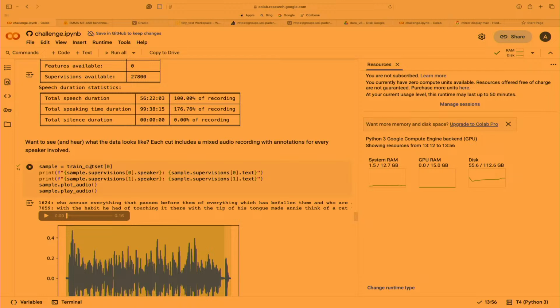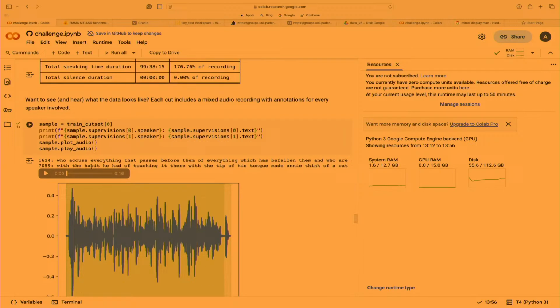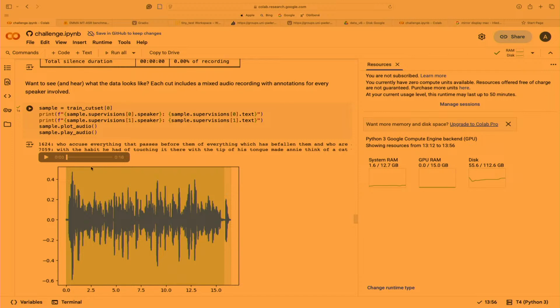There are supervisions, which say I have some supervision for this data. In the supervision, you can find the speaker ID and, for example, what he said, with additional metadata. So here we would have two speakers, one speaker 1624, whatever that means. It's his ID, and here is the transcript of what he says. And here we can see the waveform.